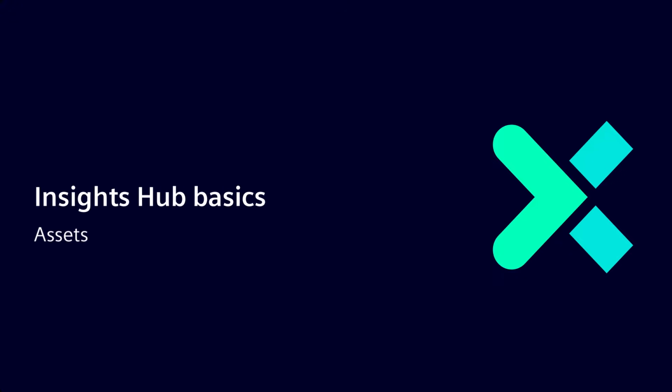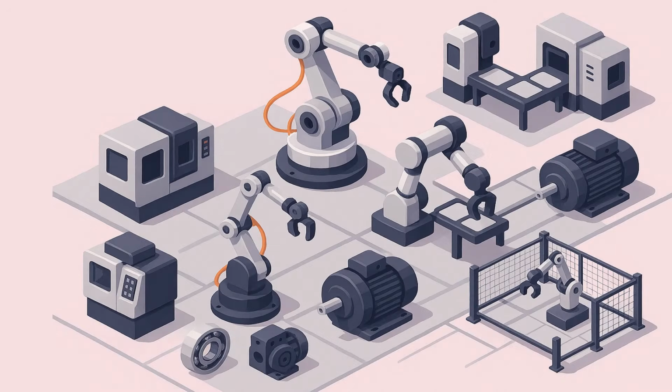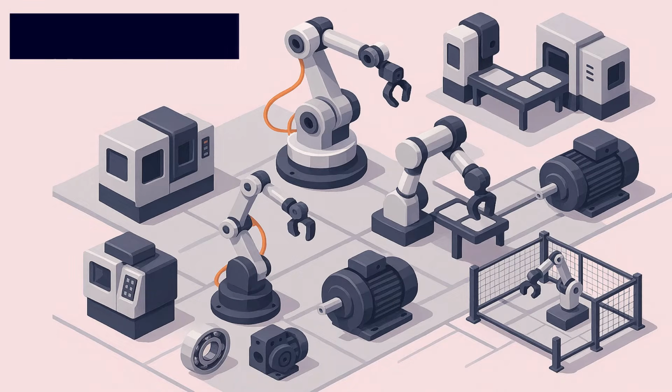In this video, we will describe the foundation for creating the digital twin representation of your manufacturing setup using assets in Insights Hub. One of the most powerful capabilities of Insights Hub is the possibility to design, onboard, and manage easily all kinds of real assets. So to say things, machines or whole lines which you have on site in your plant.